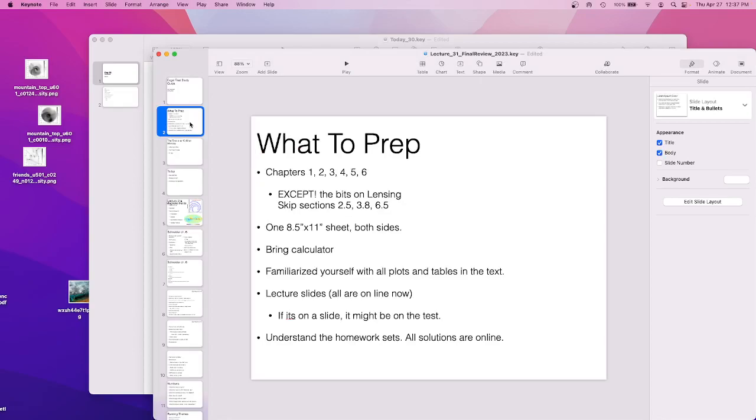Chapters 1 through 6. I didn't really spend any time on chapter 1, but you should probably read it.